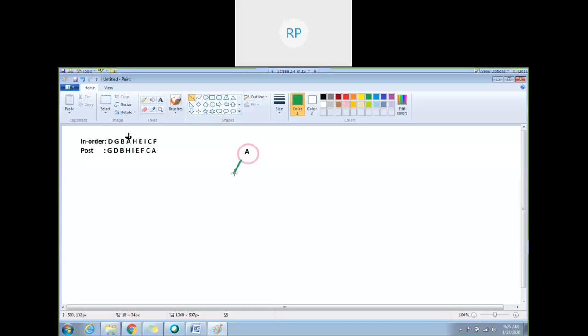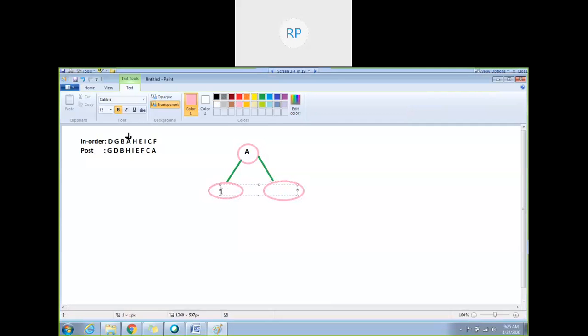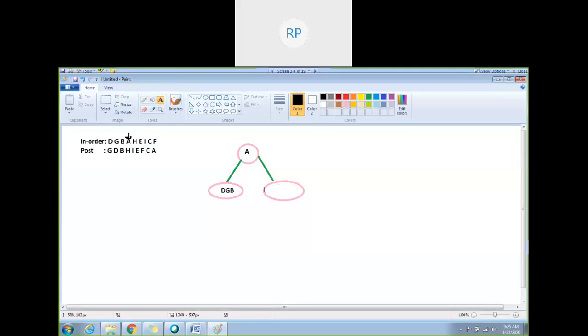As you told, what are the elements that can come in the left side? DGB. But we don't know which is the root node, which is the left side. Correct. But I'm very sure these elements will be in the left side.